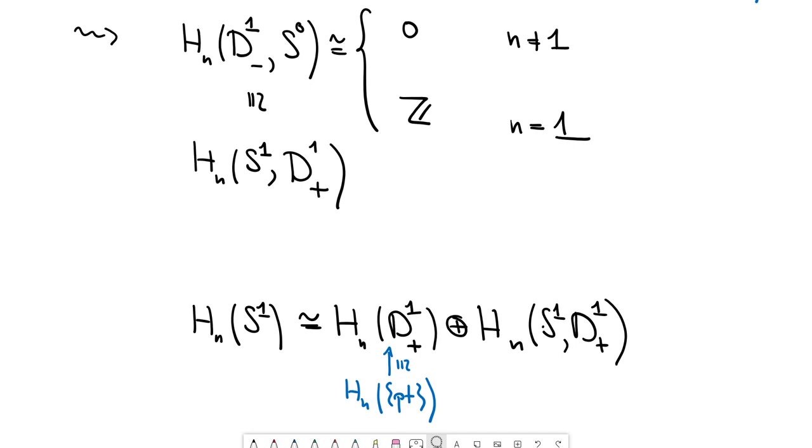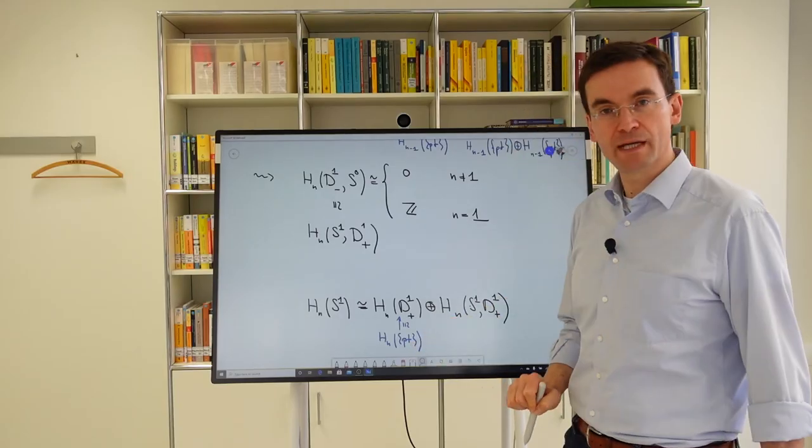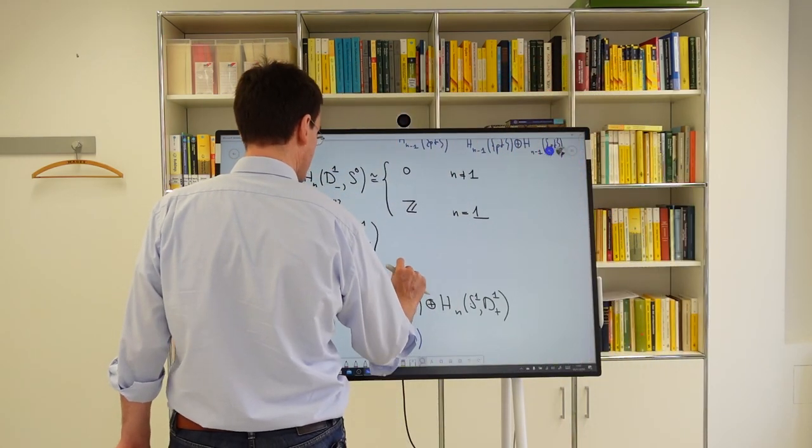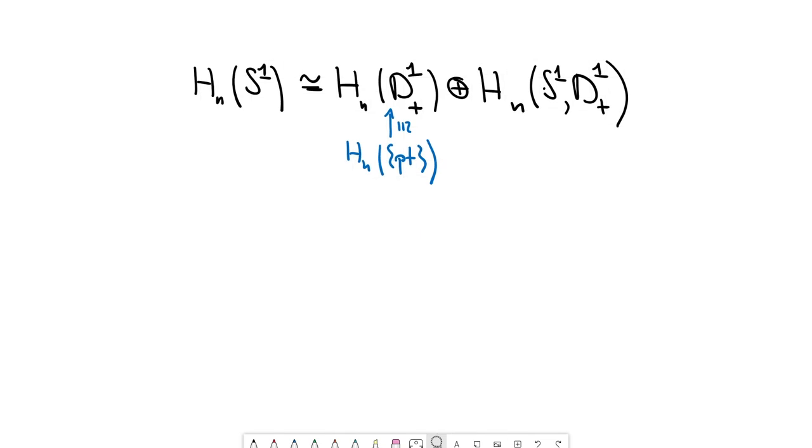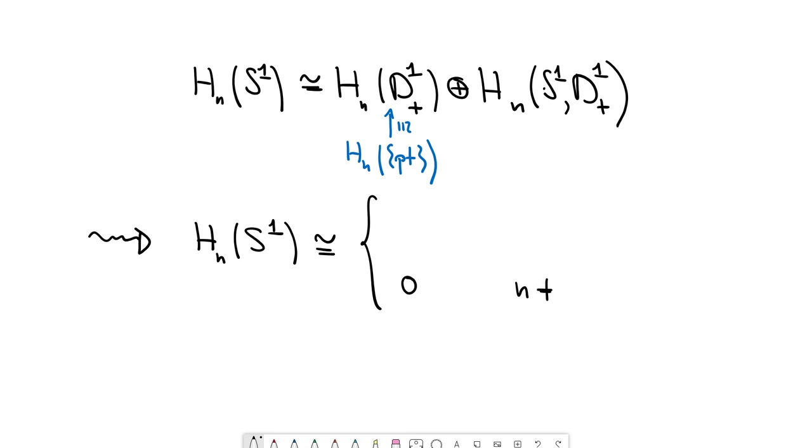All right, so we have all the information we obtained so far. We have a concrete computation of that relative group. And now we just plug things in because that is also known. And the final result from this is that Hn in general of S1 is now isomorphic to 0 if the degree is not 0 or 1. In degrees 1 or 0, we get the integers.